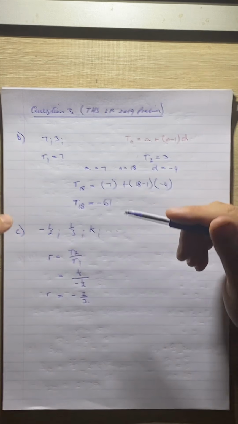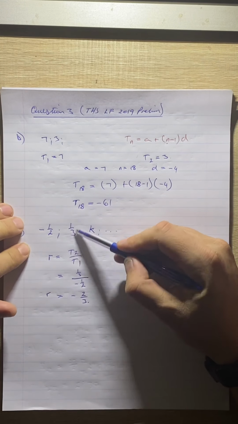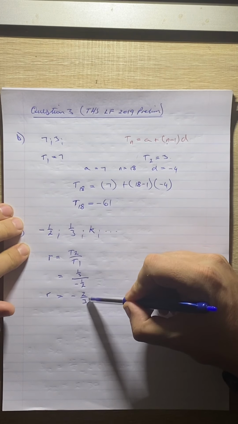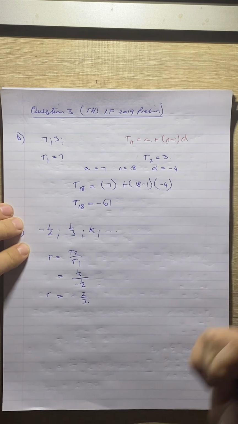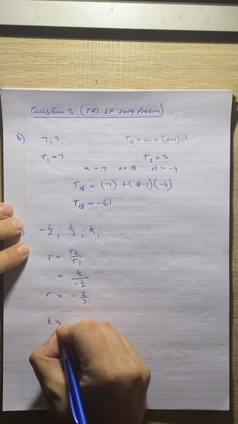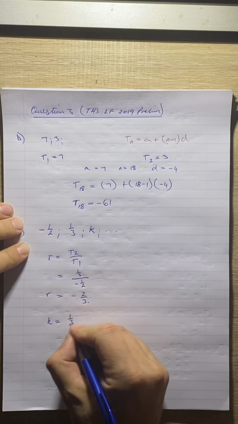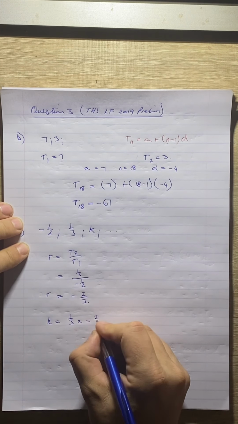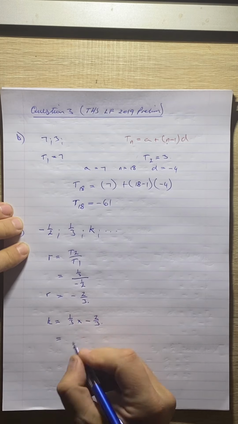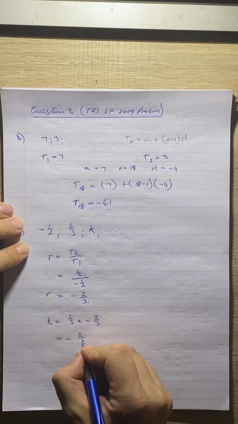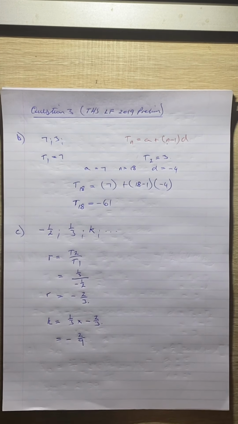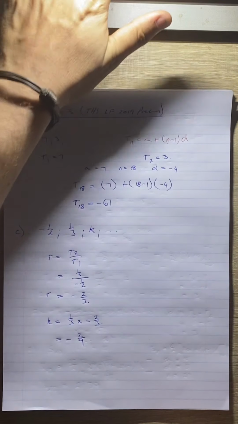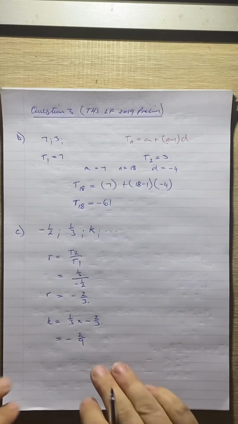So the easiest way to do this, grade 12s, is just to multiply this term by the common ratio, and that will give you the next term. So K would be equal to 1 over 3 multiplied by minus 2 over 3, and here we would get minus 2 over 9, and that's the value of K. All right. Then, question D.